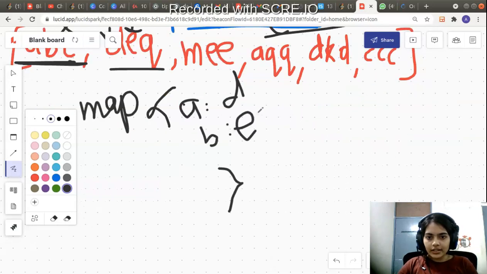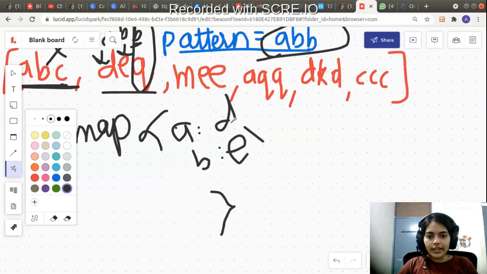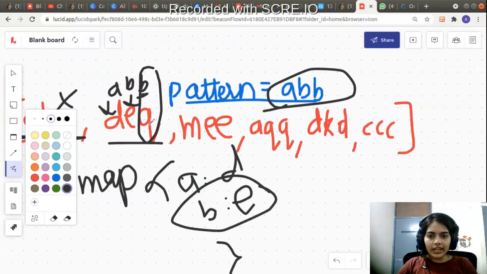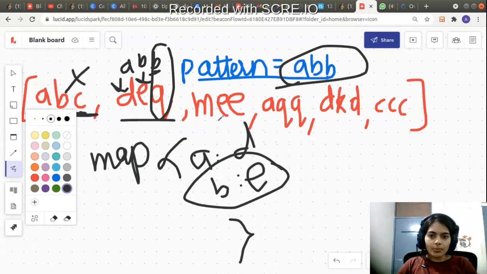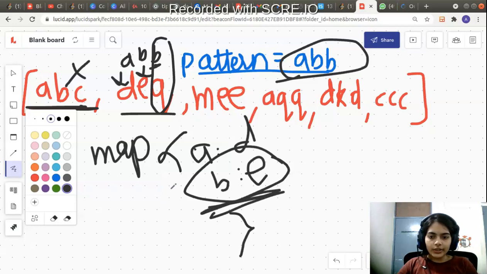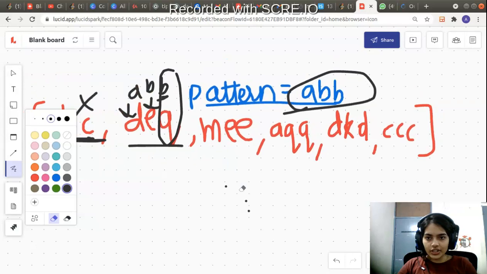Next, when we try to connect B with Q, we see B is already connected to E. If there is already a connection, how can you make another connection? You have to do a one to one mapping, but it is not possible. Because you cannot connect B with Q since it's already connected to E, this is also a faulty connection, and we will say that this word is also not following the pattern.